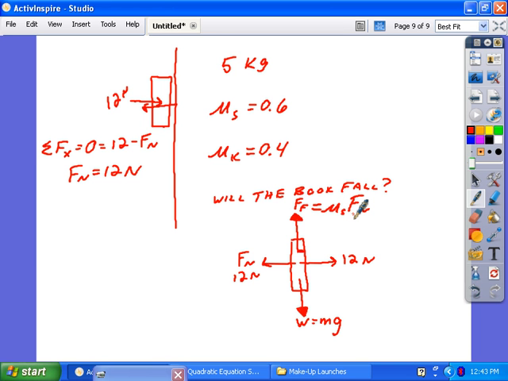Alright, so weight is mass times gravity equals 5 times 9.8, which would be 49 newtons.